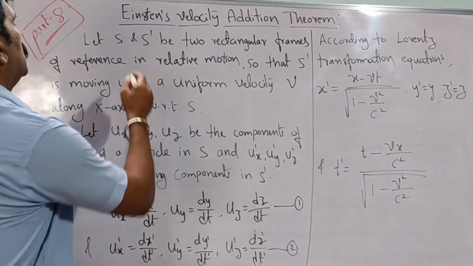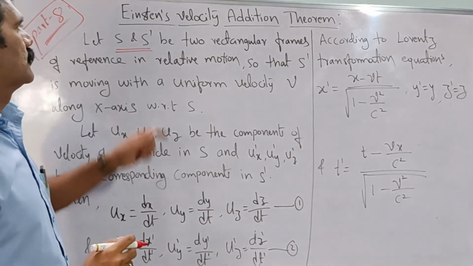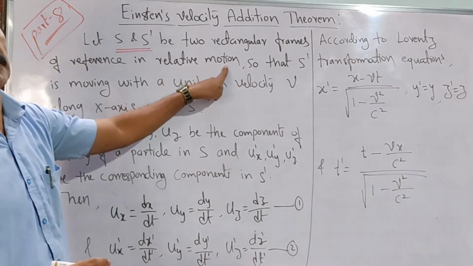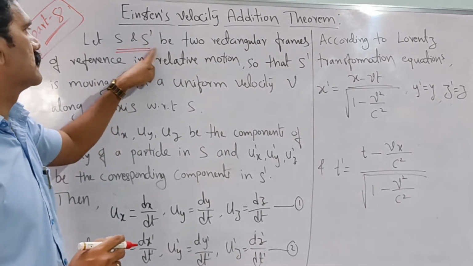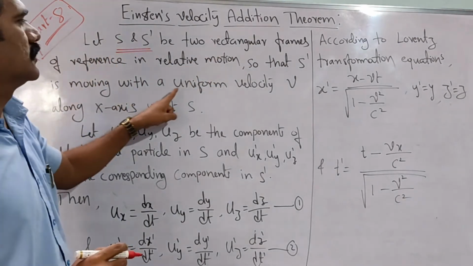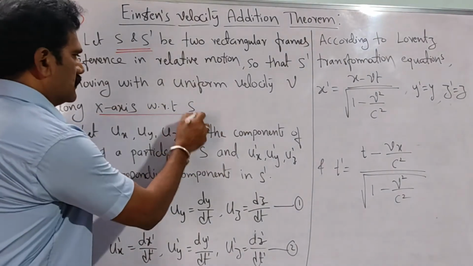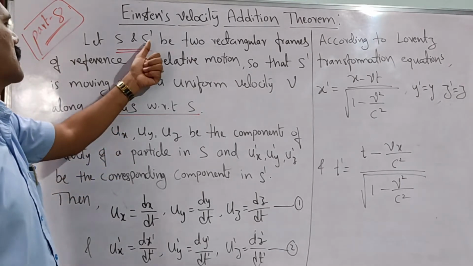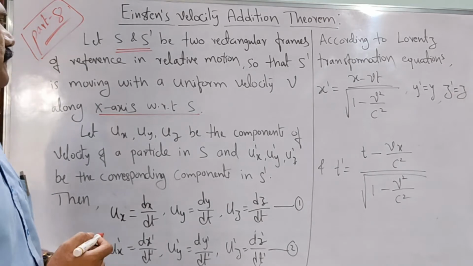As usual, we should have two frames of reference like S and S dash. They are rectangular frames of reference in relative motion. That means one of the frames, S dash, is always considered as the moving frame of reference with respect to S. S dash is moving with uniform velocity V along the x-axis with respect to S. This is our regular reference.